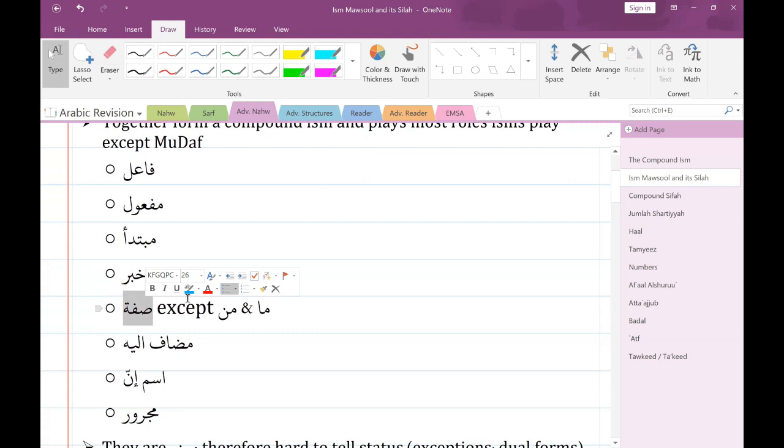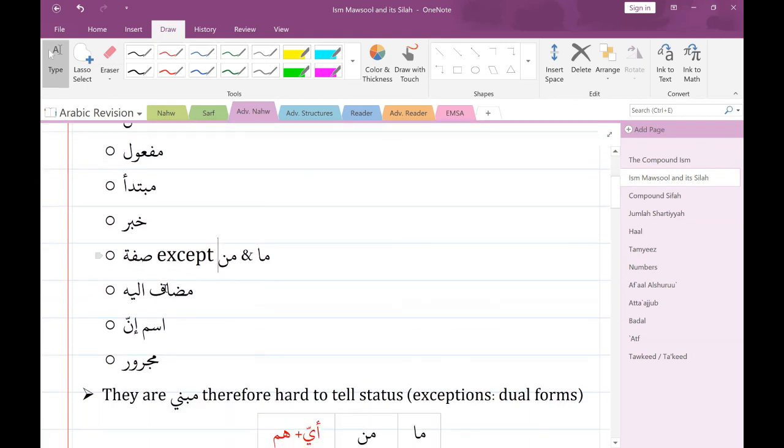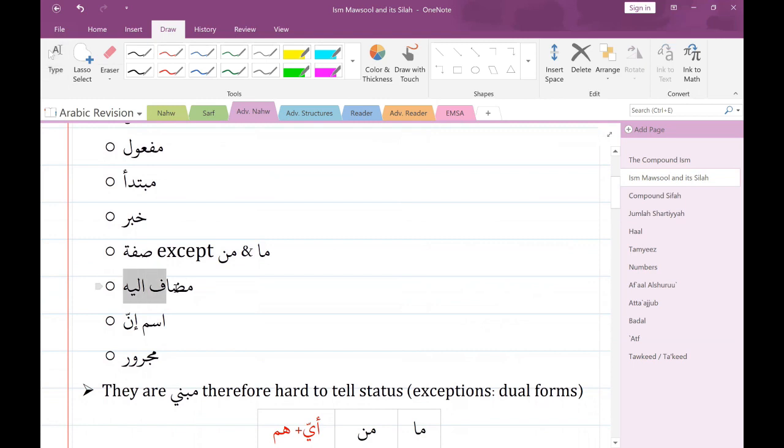You're describing something. Except for ma and man. Ma and man, and we're going to see, these are the ism mawsools that don't act as sifas. But the others, alladhi, alladhani, alladhaini, all those, they act as sifas. So this is an important distinction to know. It can be a mudaf ilayh.